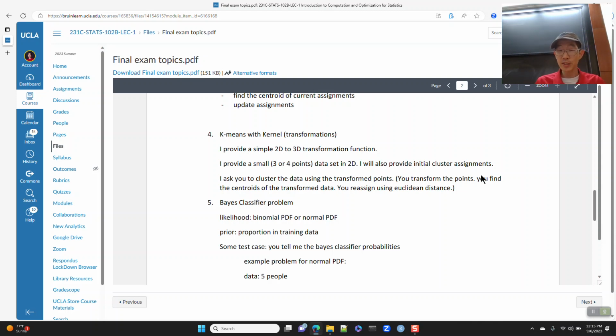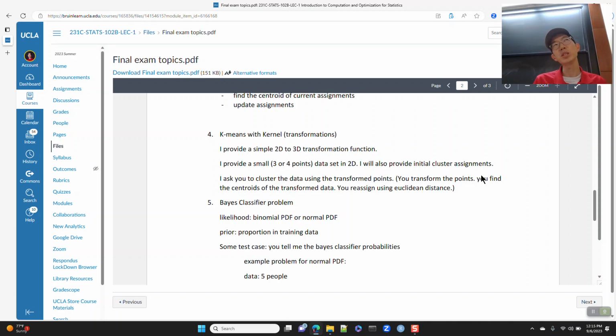We'll also have a problem where you do k-means clustering with a kernel function. For this one, I will have you transform from 2D into 3D, and then do k-means clustering using your 3-dimensional points. I'll have a very small data set, and I will also provide the initial cluster assignments.